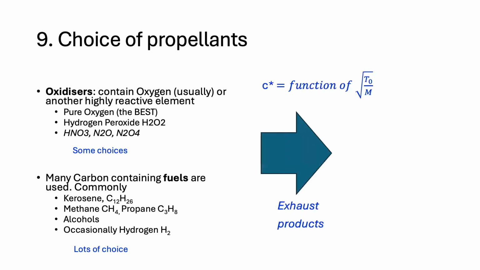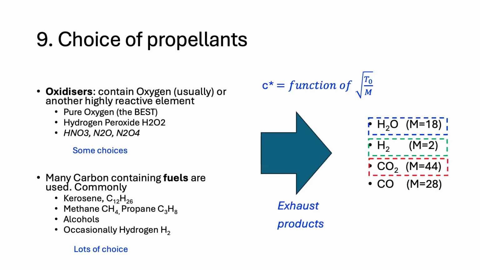But at least there's a range of choices there. And remember that what you're trying to do is combine these two in the most efficient way to get exhaust products that have low molecular mass. You want them to burn hot and have low molecular mass, because C star is a function of T0, the combustion chamber temperature, and the molecular mass.